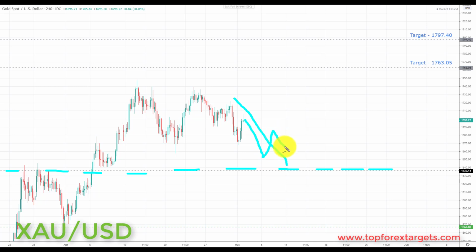And if we get the right kind of bullish setups in this market, we're going to be looking at initiating longs up towards the next key of resistance to the upside, and the target set at the 1763.05.